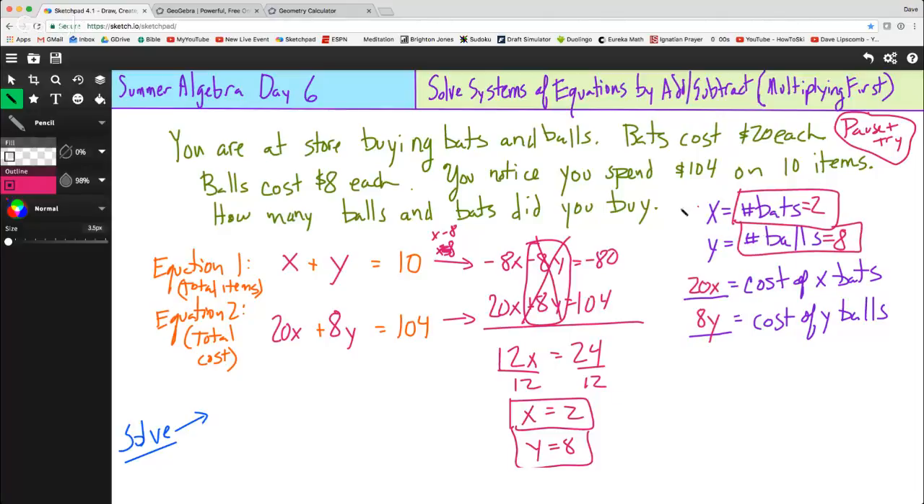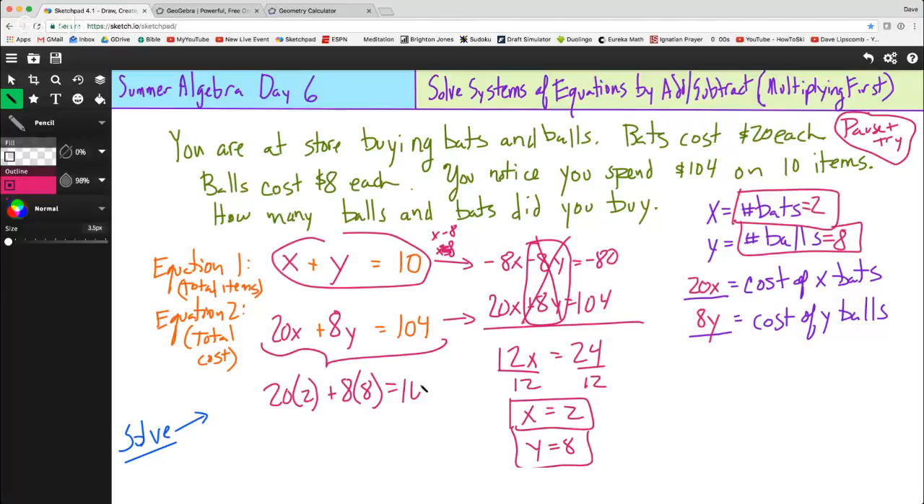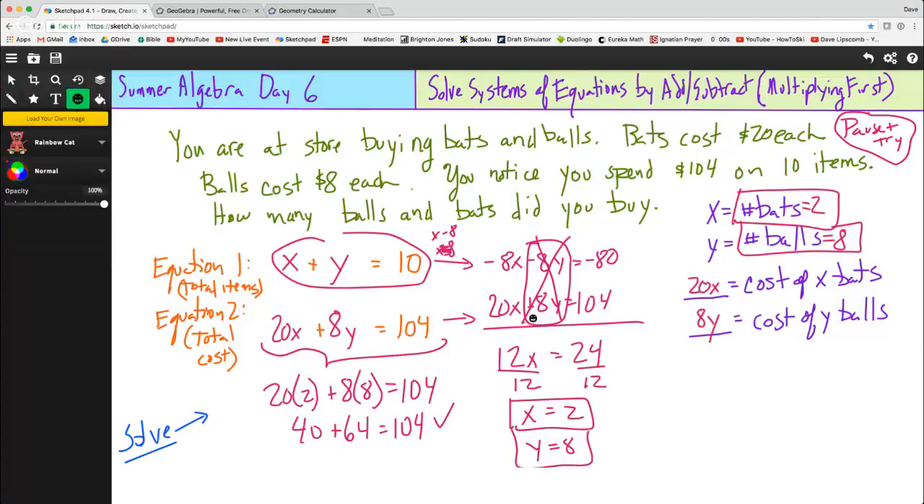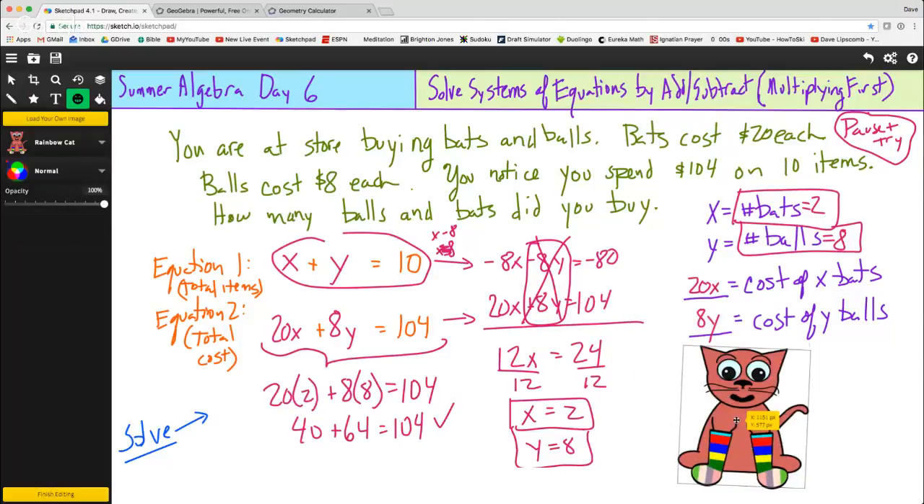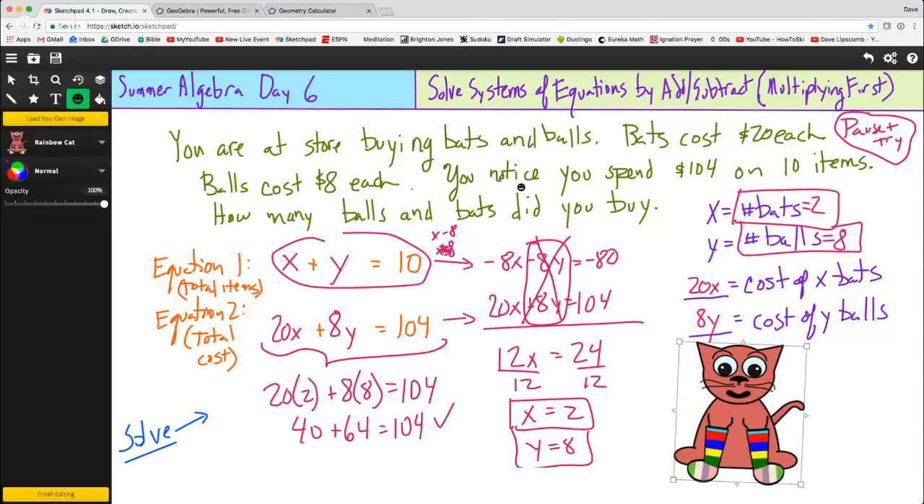Let's verify. So we know that we used this equation to find our second variable. Now let's check it using our cost equation. So 20 times 2 plus 8 times 8, does that equal 104? Does 40 plus 64 equal 104? And the answer is yes. Wow, cool. Happy cat, happy days. That's the end of our system of equations.